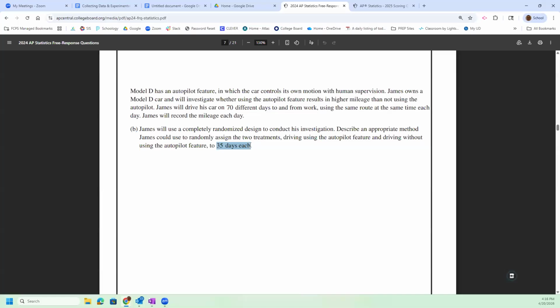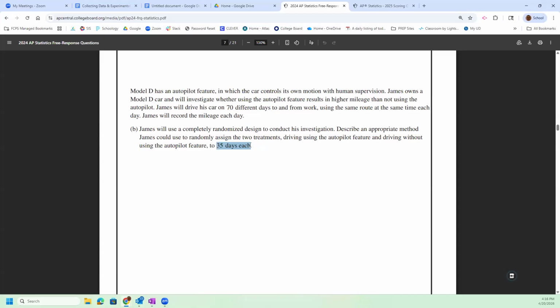They were automatically defined already by the situation. So those last few days, let's say I hit autopilot 35 on day 62. That means 63, 64, 65, 66, 67, 68, 69, 70. Those next 7 days, I'm driving without the autopilot. Those 7 days were not random.